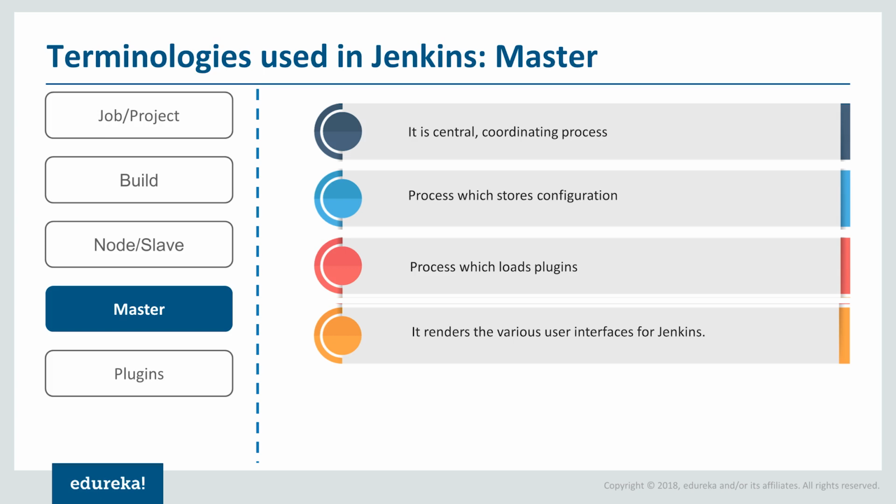It is the central coordinating process which controls all of your Jenkins jobs. Any kind of configuration or settings which you do with regards to Jenkins will be done on your Jenkins master, which stores all the configuration details. It has the information about all the plugins, anything which has to do with your Jenkins infrastructure. It has to be configured on your master machine.